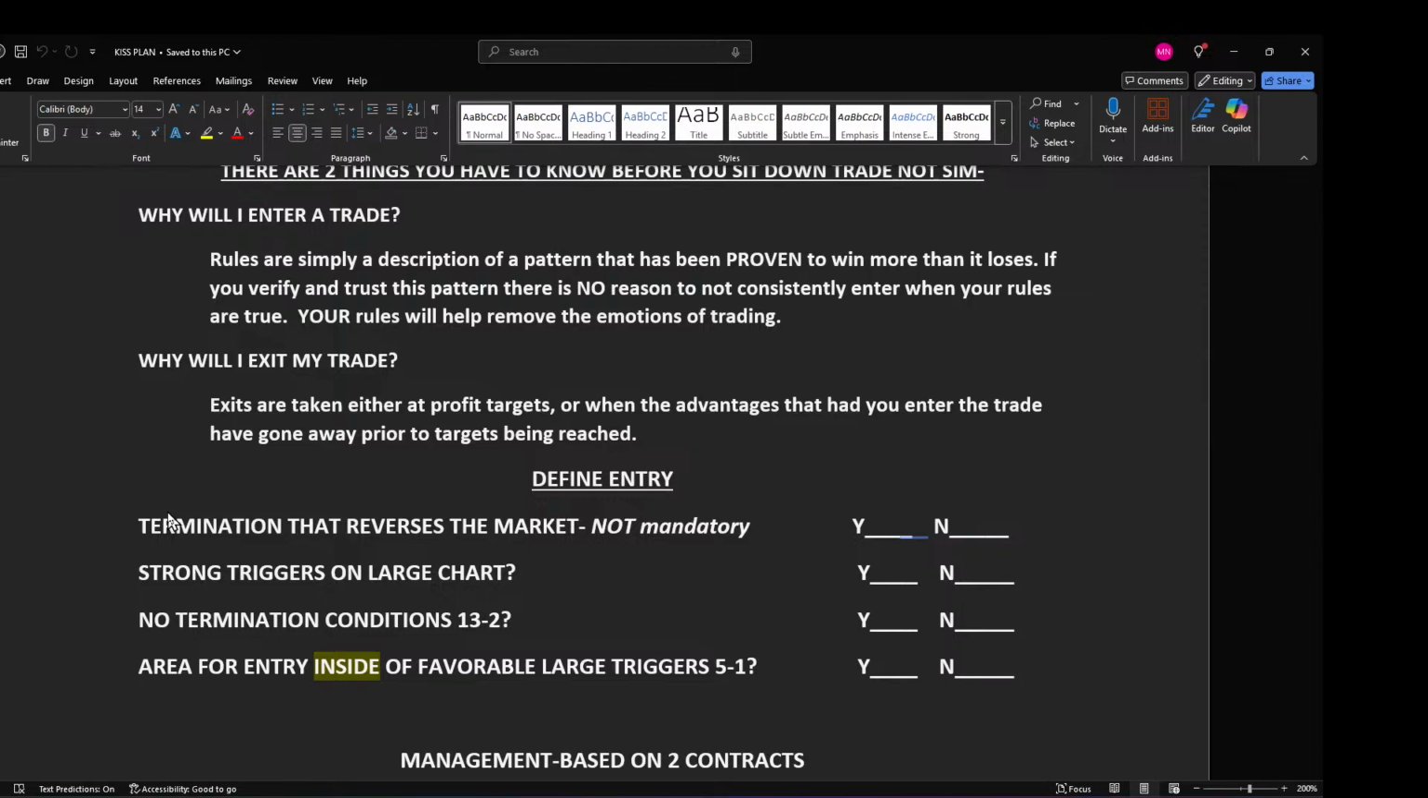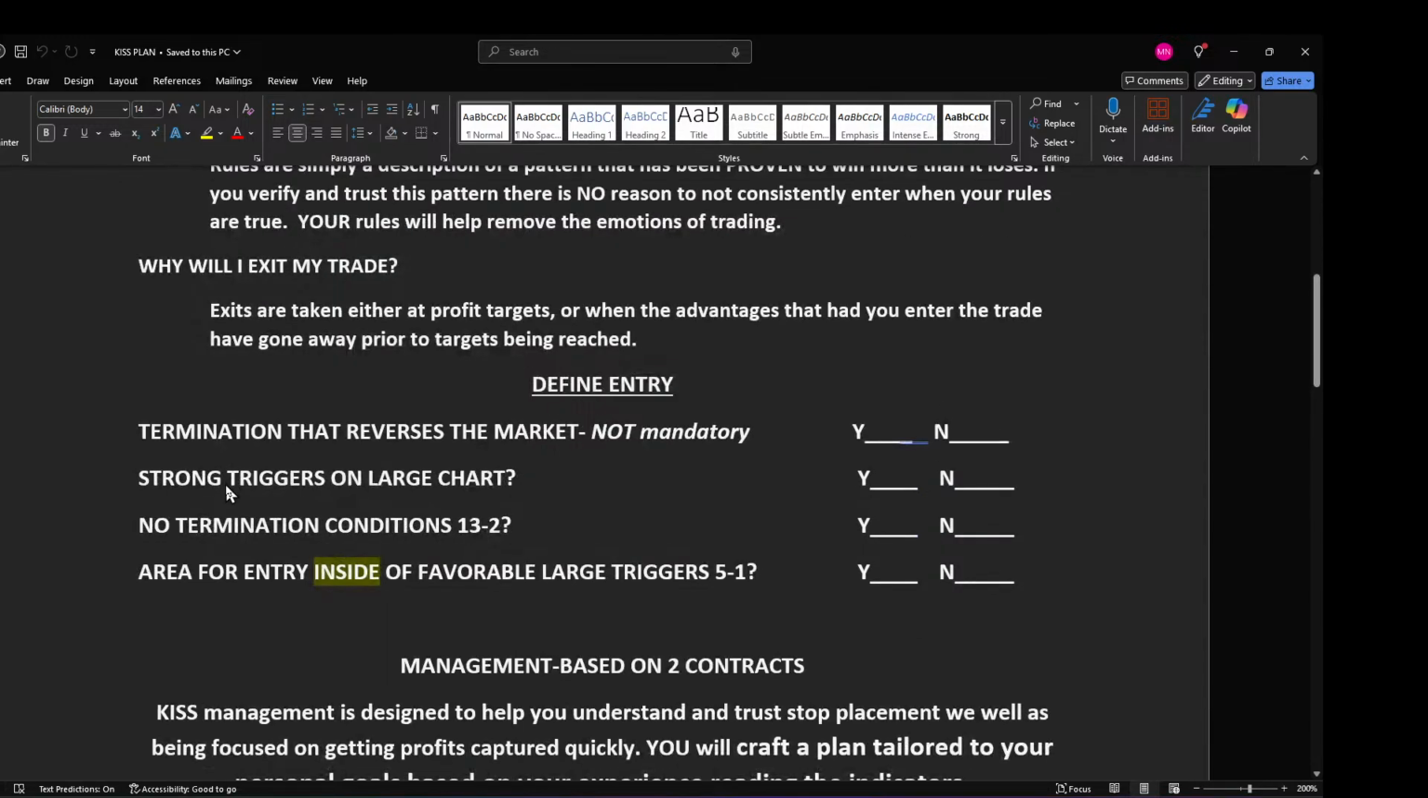First you define your entry. First you say, this is where I'm going to get into the market. I'm going to make sure that I have a termination condition that reverses the market. Or even if I don't, I need to have strong triggers. I'm going to have no termination conditions and an area inside of favorable triggers on the 5-1. If these are met, I'm obligated to enter the market. I'm obligated to get into that market because the advantage is present.